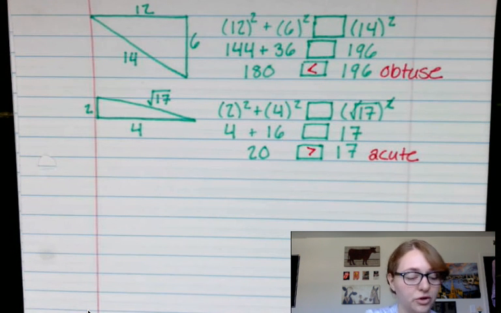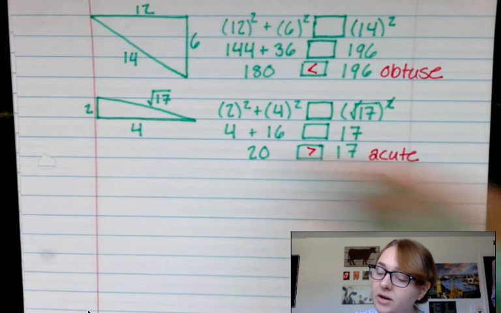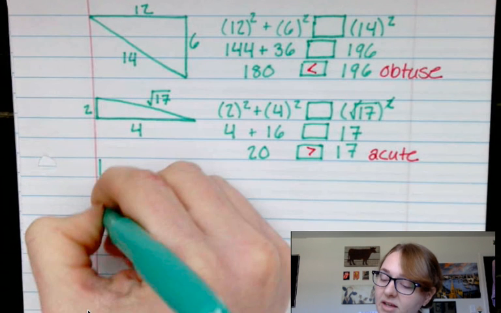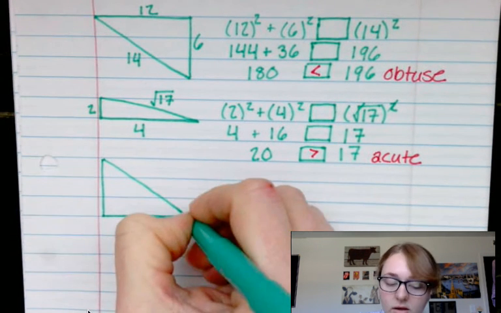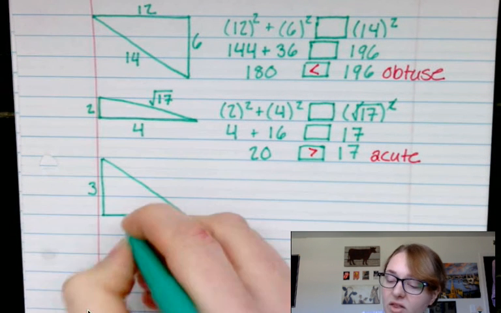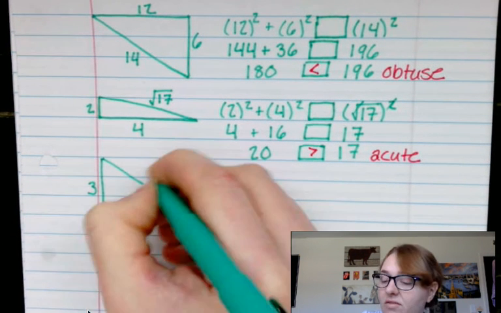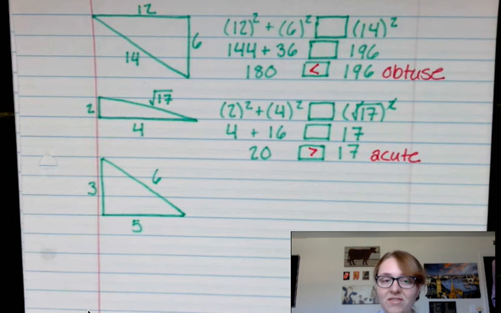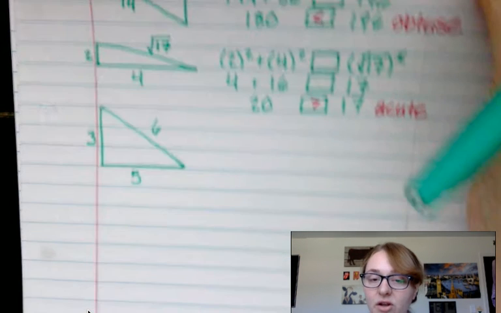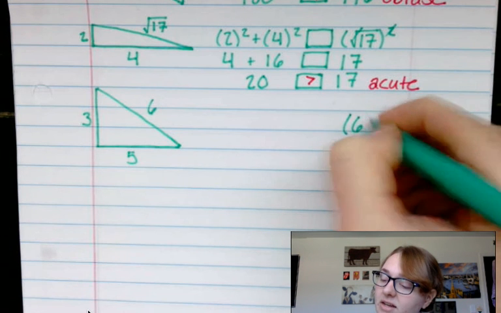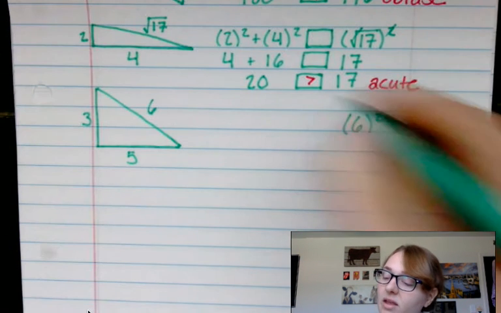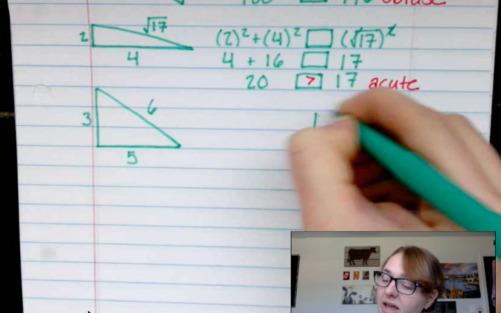All right, 2 more. Our next triangle looks like this. We have the side lengths of 3, 5, and 6. We can very easily see that 6 is our hypotenuse. That is our longest side, so that's going to go on our right side here. 6, and we're going to square it. And then we are going to compare that to the 2 legs.